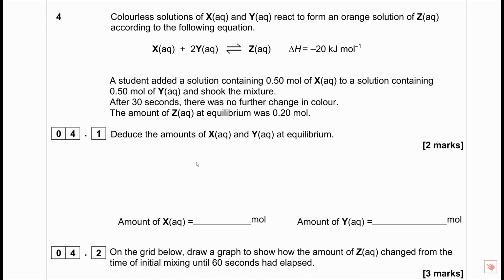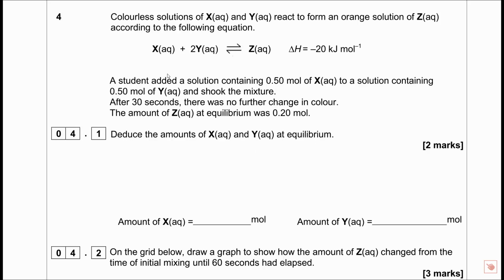Question 4. Colourless solutions of X and Y react to form an orange solution of Z according to the following equation. Right, so X, Y, Z. A student added a solution containing 0.5 moles of X to a solution containing 0.5 moles of Y. Oh, I love these questions. Lovely. This used to be an A2 topic, this part of equilibria, and has now been brought down into year 1, the AS portion of it.